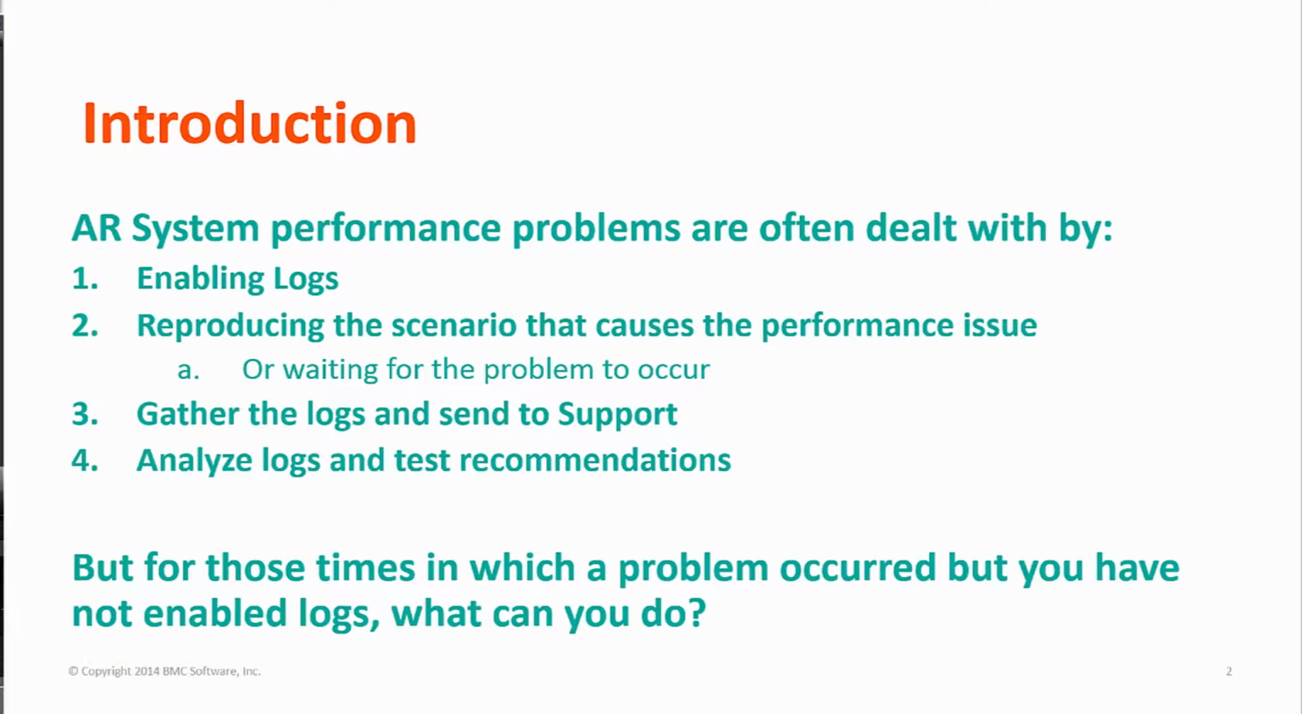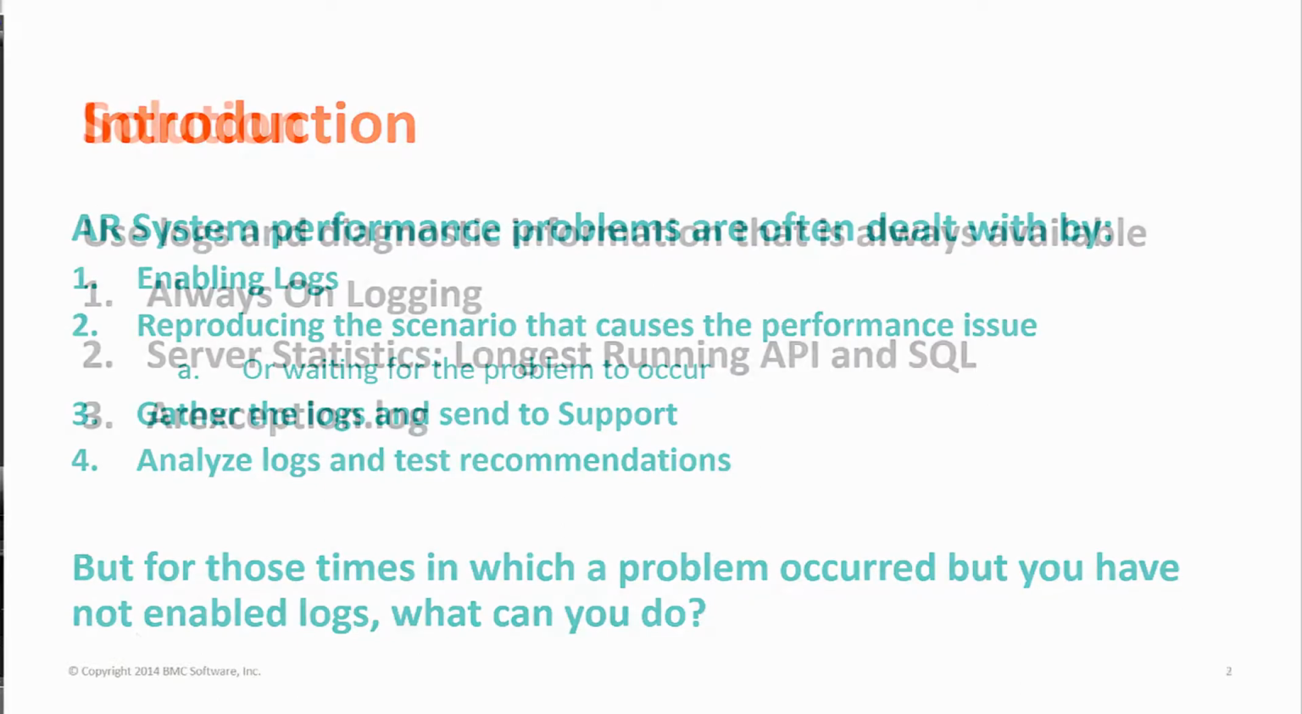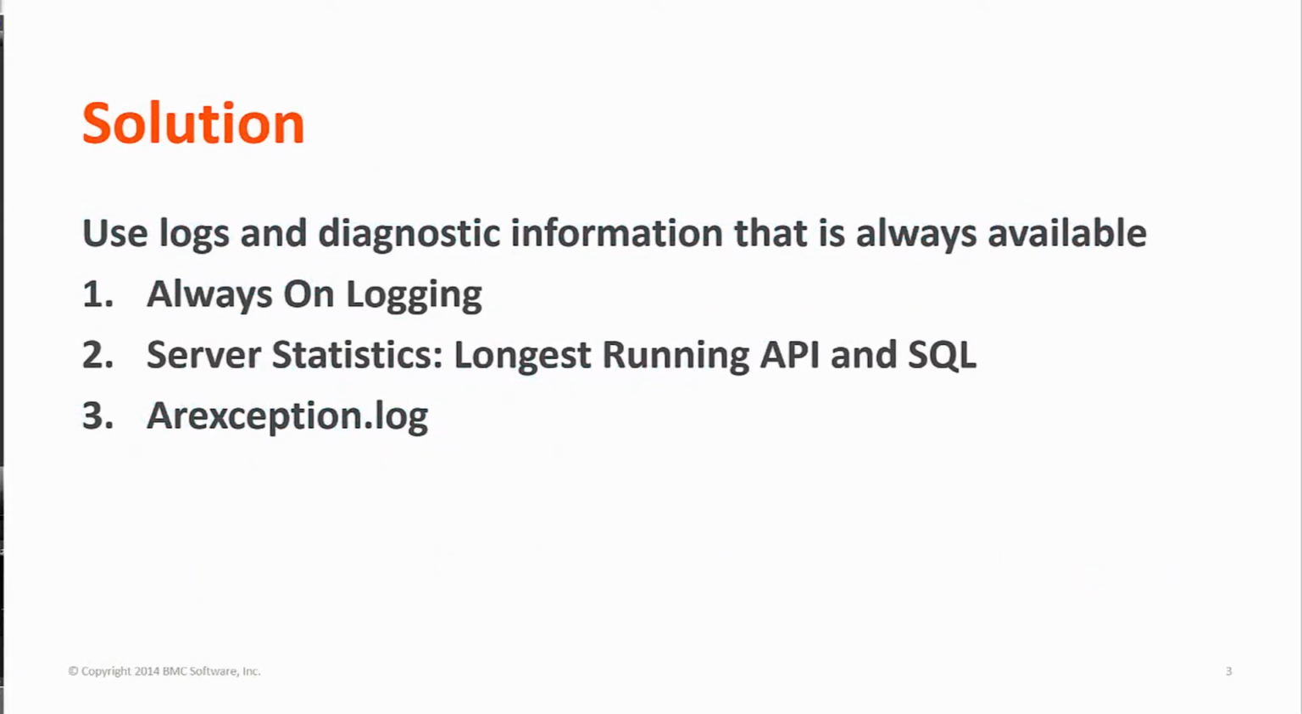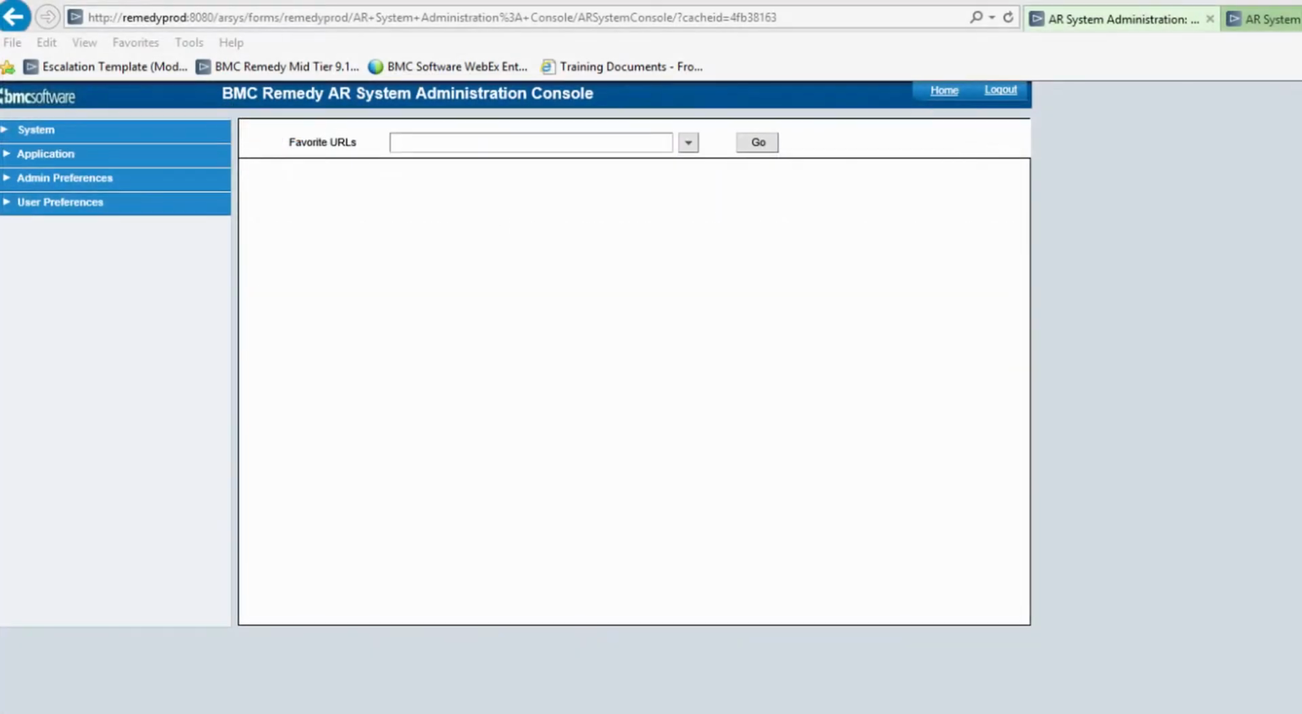But for those times in which a problem occurred, but you have not enabled logs, what can you do? Well, you can use the logs and diagnostic information that is always available in ARSystem. This includes always-on logging, server statistics, longest running API in SQL, and the AR exception log. I'll start by showing you the always-on logging feature.